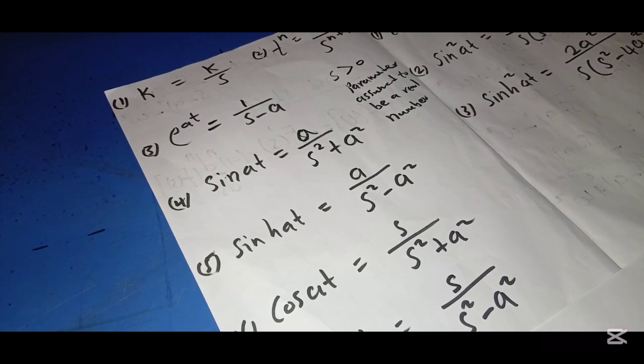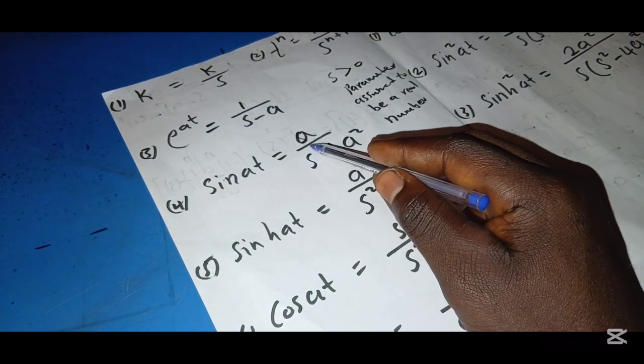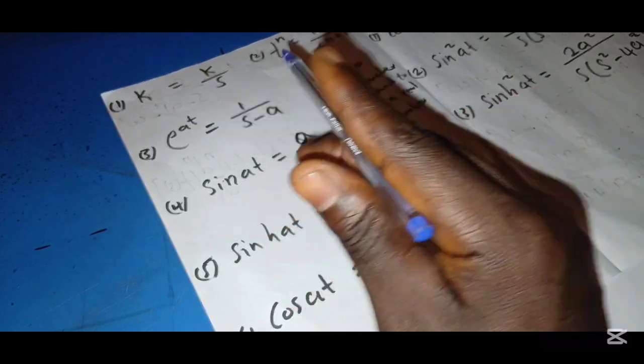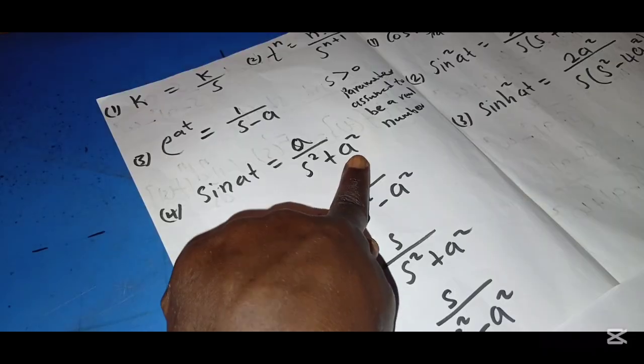So let me give you a typical example. I want to show you where my shortcut trick is coming from, right? That is why I need to tell you all this. So let's look at sine at here, which is the basic one without shifting. You can see that we have a over s squared plus a squared.